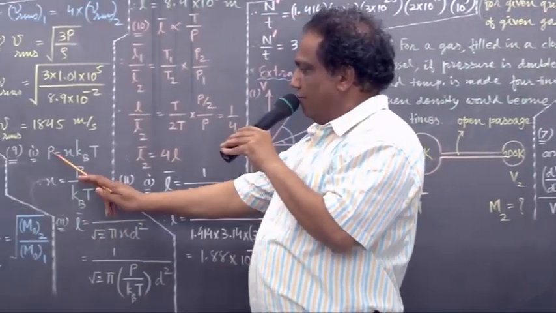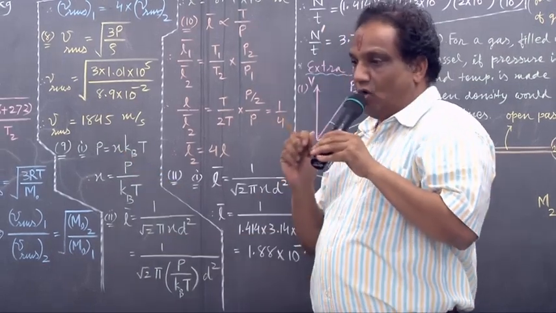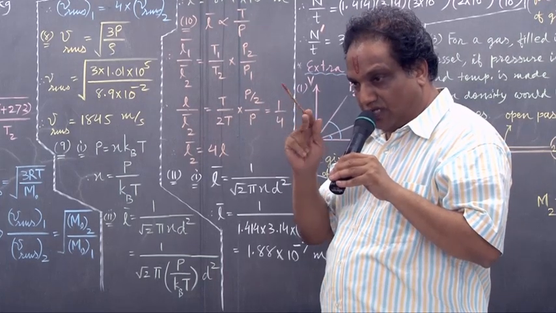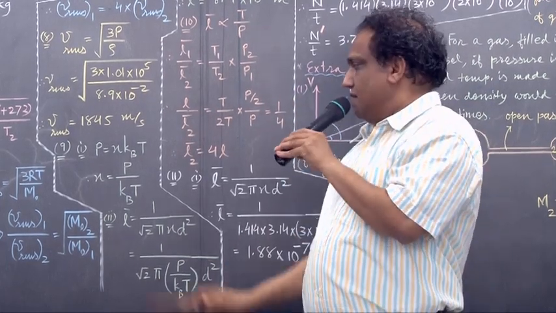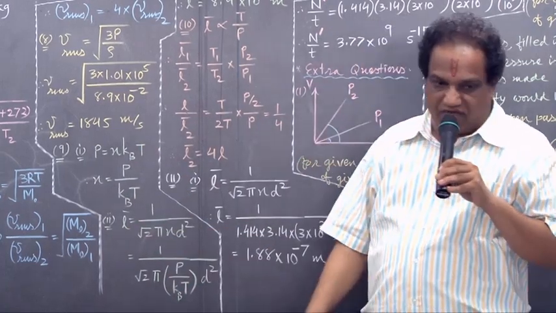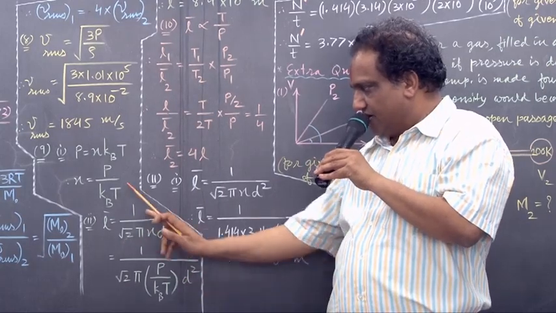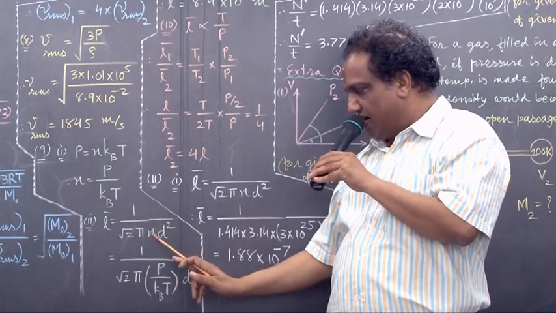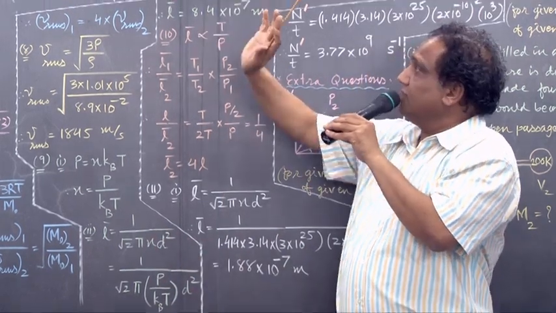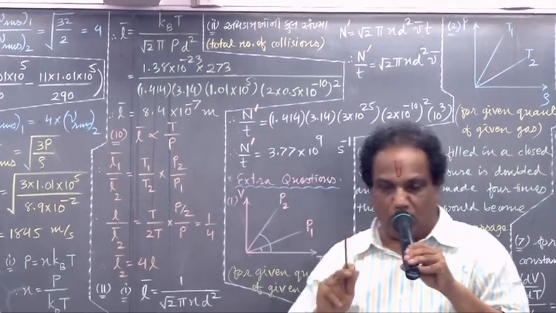Look, P equals n kBT. What is small n? Molecular number density, that is total number of molecules divided by total volume. Find out n, P upon kB into T. L bar, mean free path, is 1 upon root 2 pi n d square. What is n? P upon kB into T. Now denominators will become numerator. Boltzmann's constant is 1.38 into 10 raised to minus 23 joule upon molecule into Kelvin.